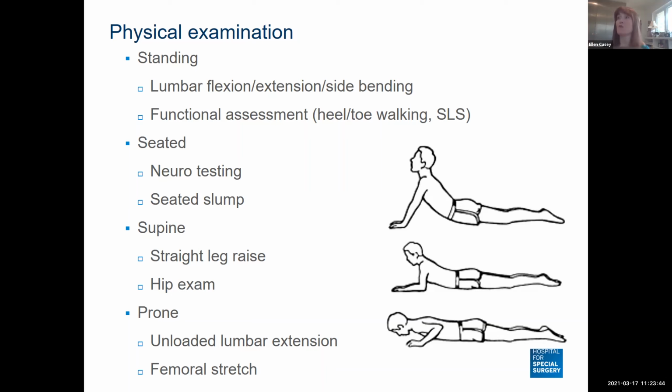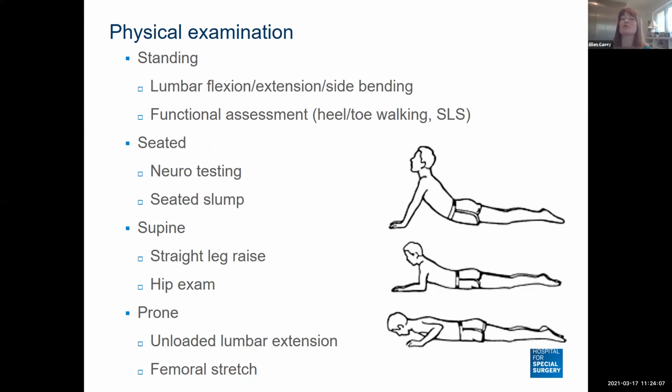In standing, you want to have them move their spine in multiple directions. Was the history right about a directional preference? So does the person actually hurt when they extend their spine? Can they heel walk? Can they toe walk? Can they do a single leg squat? Looking for any subtle weaknesses that might clue you into more of a radiculopathy picture.